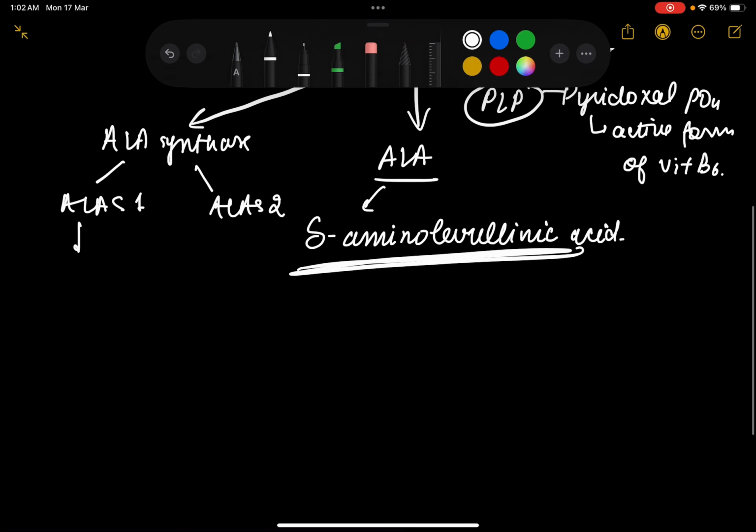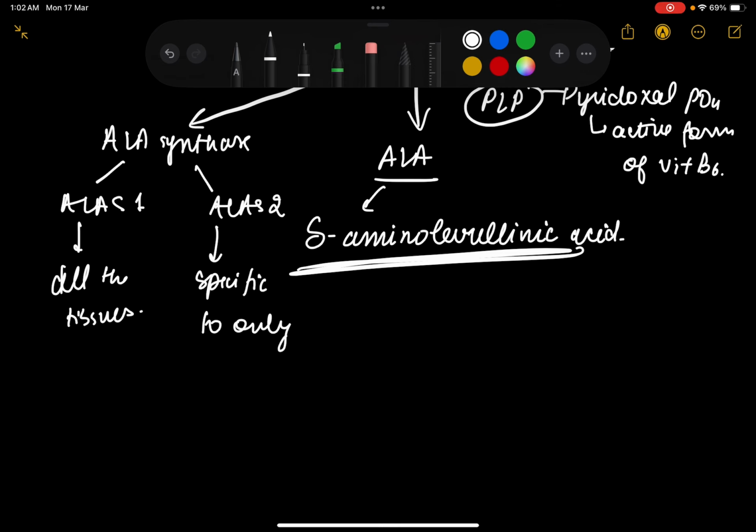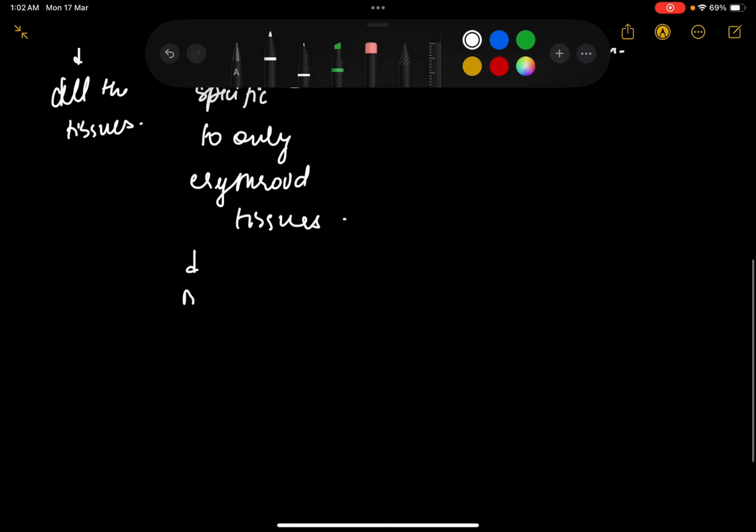ALA synthase 1 is present in all the tissues of the body, but ALA synthase 2 is very specific to only erythroid tissues. Erythroid tissues like bone marrow, liver, spleen, okay?